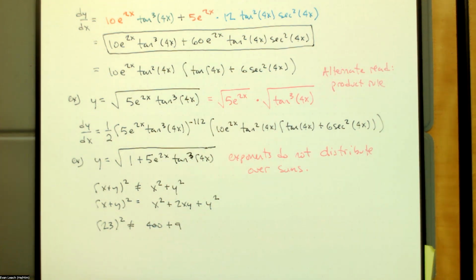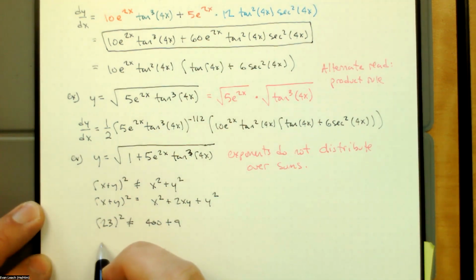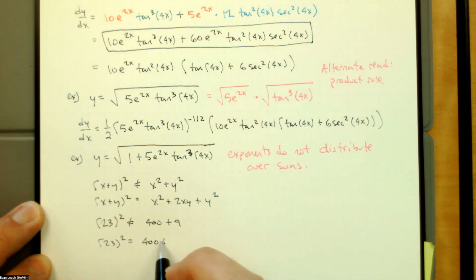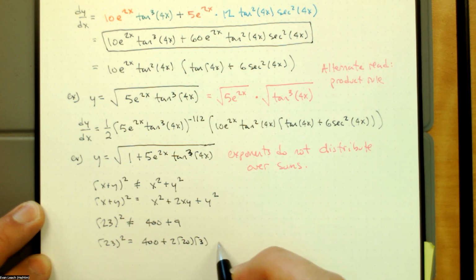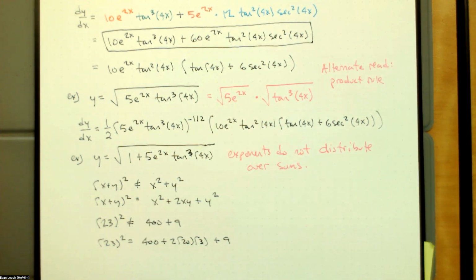(23) squared is not just the 400 plus 9. We're missing 120 there. Right? We're missing that 2xy.